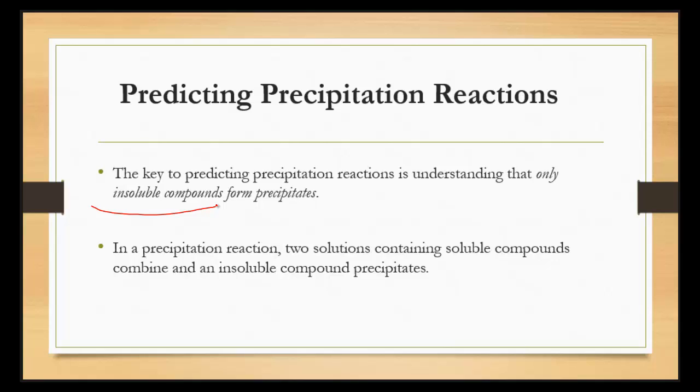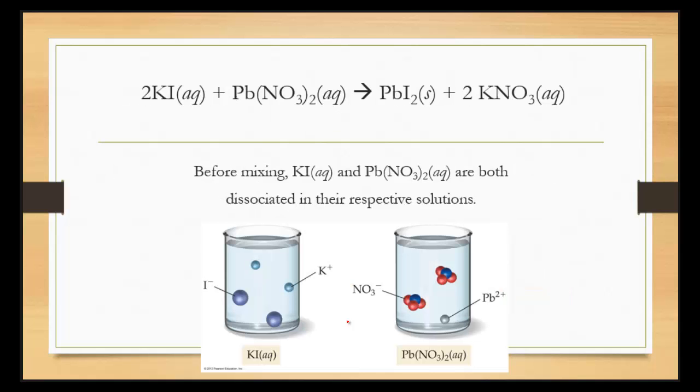In precipitation reactions, two solutions containing soluble compounds, meaning AQ, which we talked about in a previous tutorial, combine, and an insoluble compound, meaning it's going to be a solid, precipitates out. So as an example, let's take potassium iodide and mix it with lead 2 nitrate.